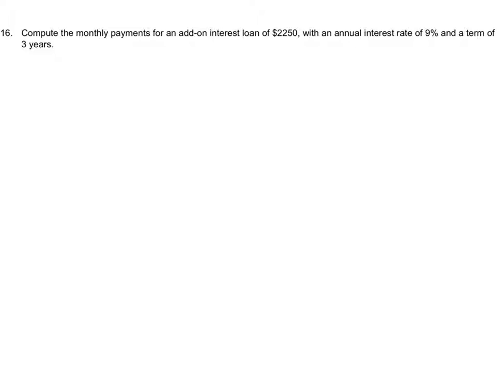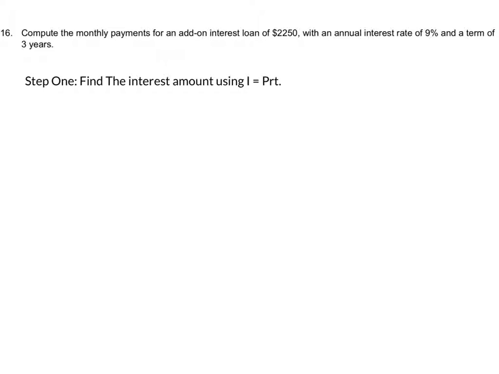Add-on interest. Compute the monthly payments for an add-on interest loan of $2,250 with an annual interest rate of 9% and a term of 3 years.